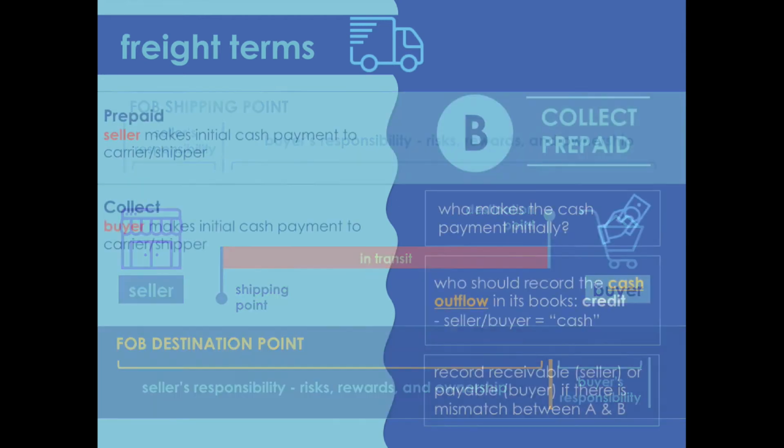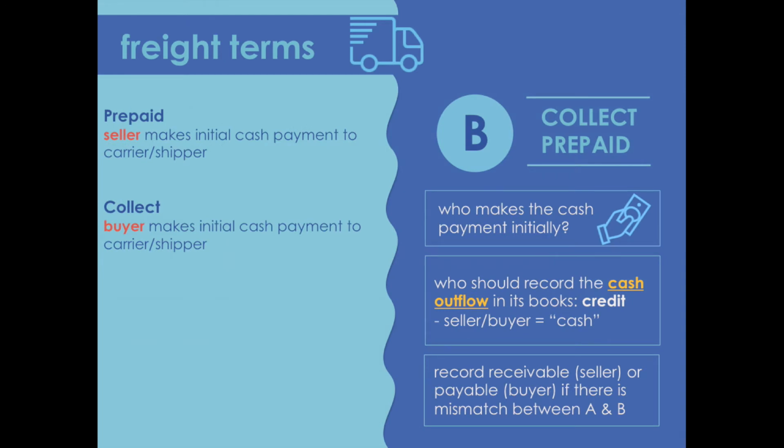Part B tells us which party makes the cash payment first, who makes the actual cash payment to the carrier. Take note that the party making the initial cash payment does not necessarily have to be the party shouldering the cost. Prepaid tells us that the seller is the one making the initial cash payment. Collect tells us that the buyer will make the cash payment first.